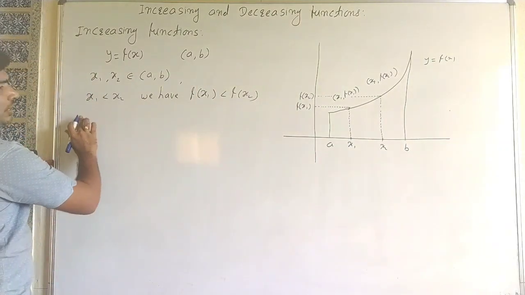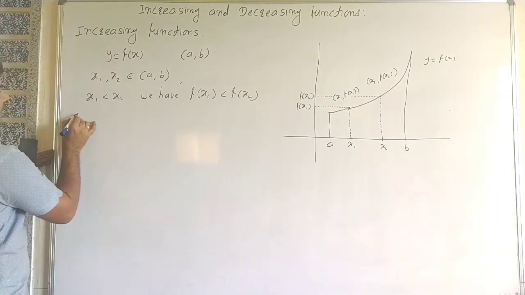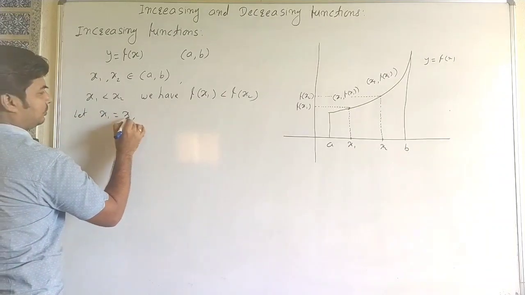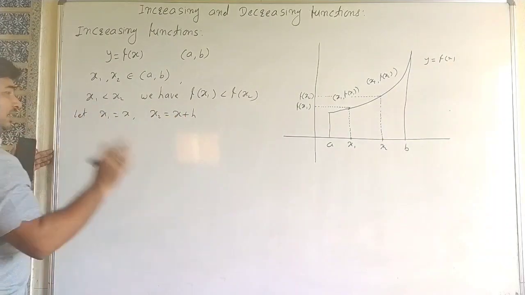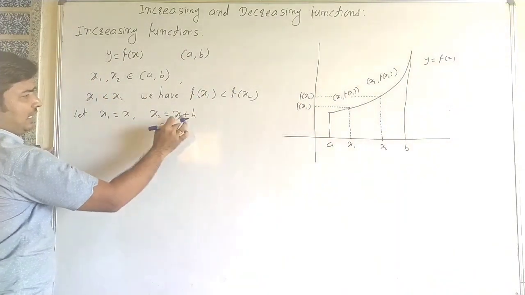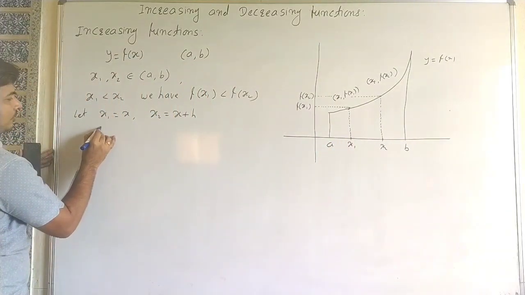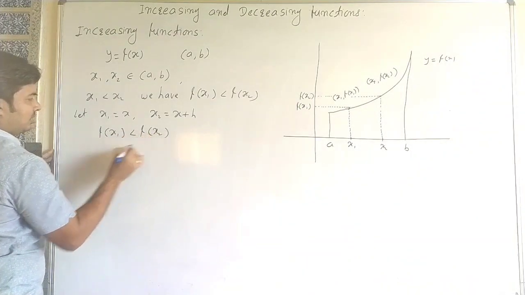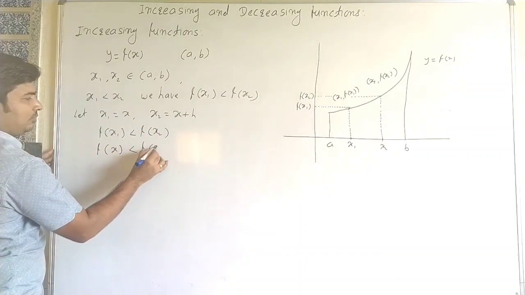Now the first point is x, the second point is x plus h, the third point x plus 2h. Let x1 is equal to x and x2 is equal to x plus h. Here h is the difference between these 2 points. Therefore we can write f of x1 is less than f of x2, that means f of x is less than f of x plus h.